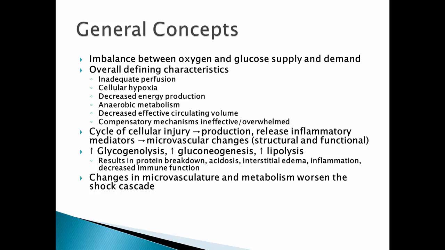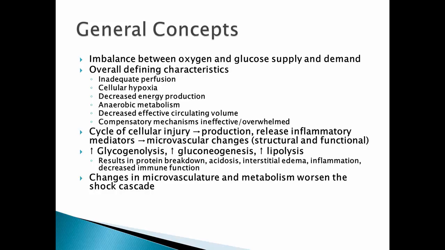There is decreased energy production, and because of the inadequate perfusion and cellular hypoxia, these cells will shift to an anaerobic metabolism. In all cases of shock, there's a decrease in the effective circulating volume, and we'll talk that through as we talk about different types of shock. But we also know that with shock, there's a failure of the compensatory mechanisms, and those mechanisms that should compensate for what's happening are either ineffective or they've become overwhelmed.